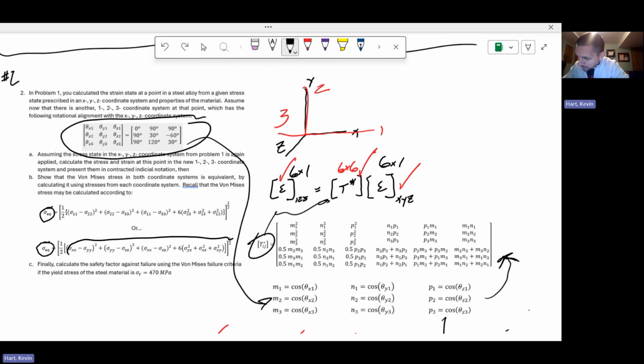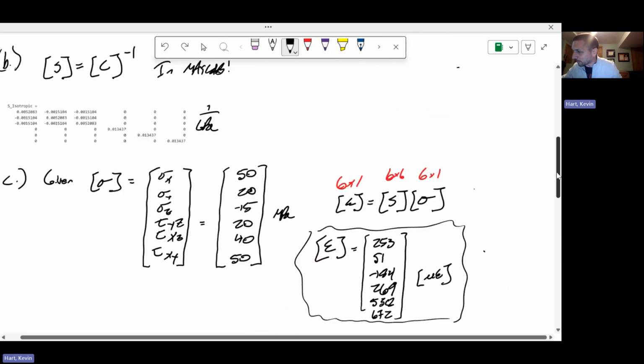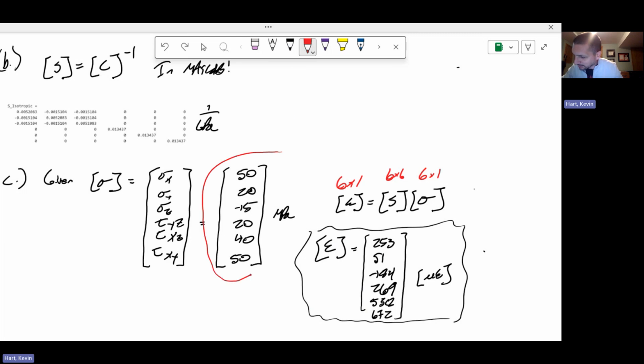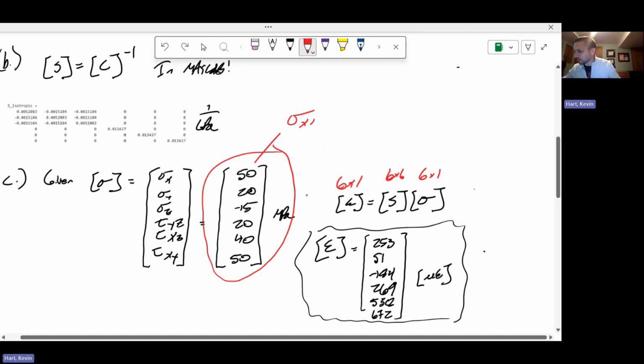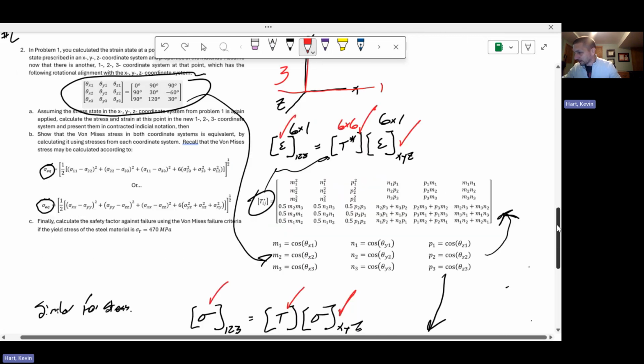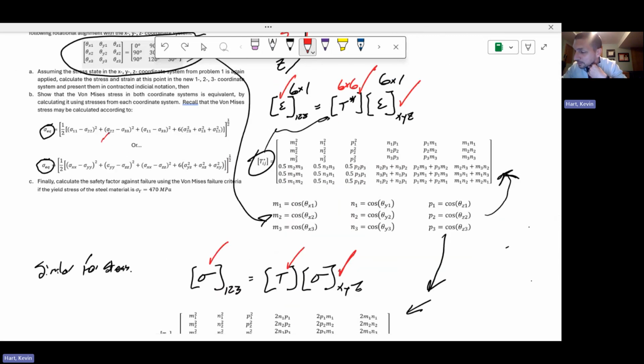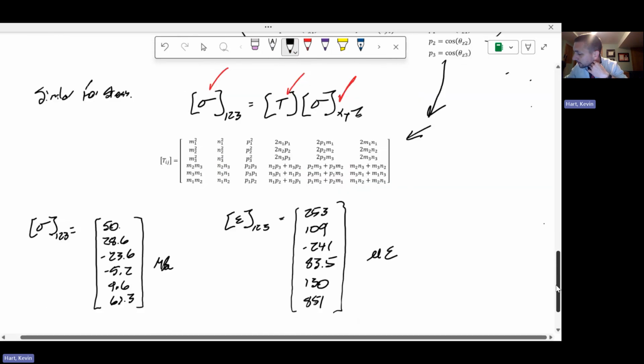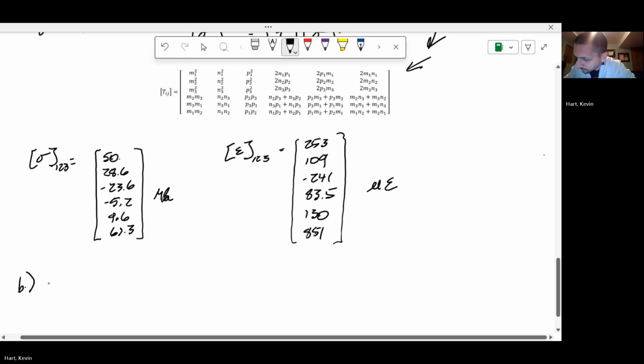Similarly, for XYZ, you have sigma XX, sigma YY, sigma ZZ, and so on. If you go back to problem number 1 and look at the stresses given in the XYZ coordinate system, this is sigma XX, this is sigma YY, this is sigma ZZ, and so on. If you take those values and plug them into the equivalent stress calculation for the second coordinate system, then these two calculations should be equal. And if you do it all correctly, then in both coordinate systems the von Mises stress should be equal to 129 MPa.